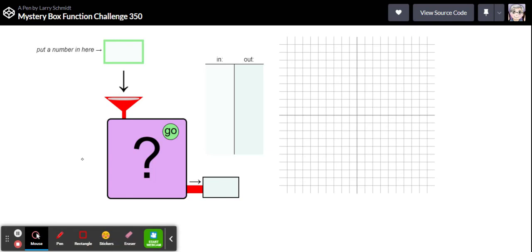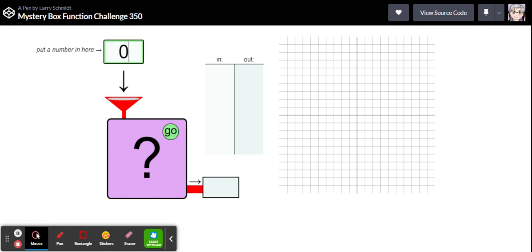Hello everybody and welcome to another Mystery Box Function Challenge. In the purple mystery box there is some math and your challenge is to figure out what it is. You can use the link in the description if you want to try this out on your own, and when you think you've got an idea, come on back and see if we get the same thing.